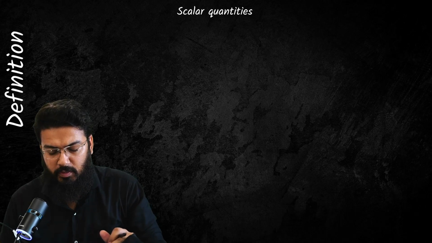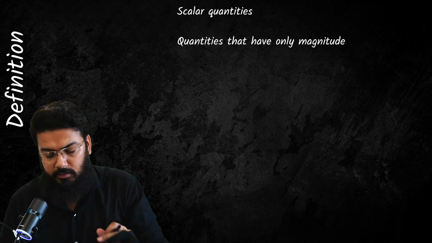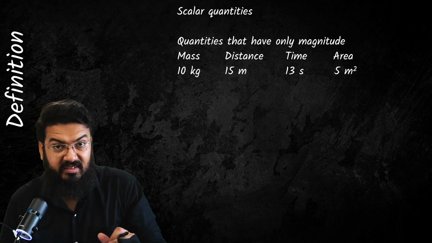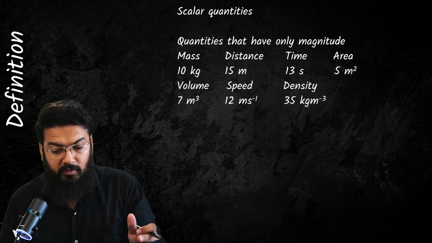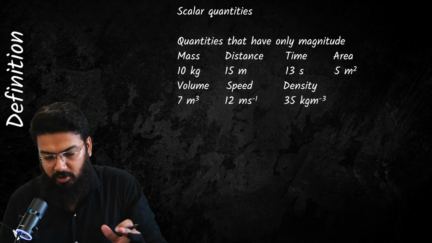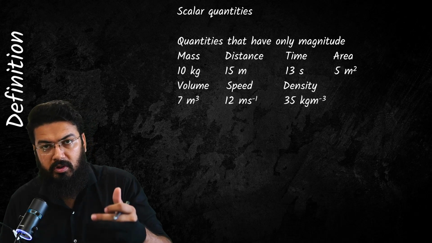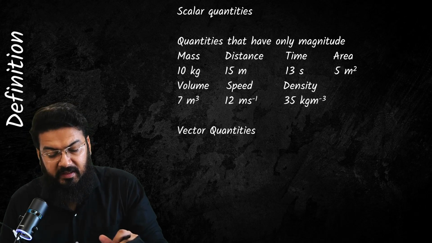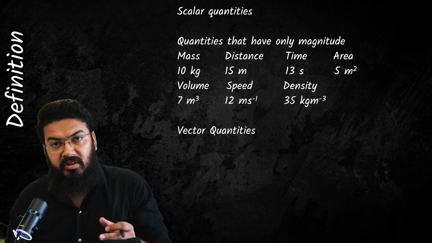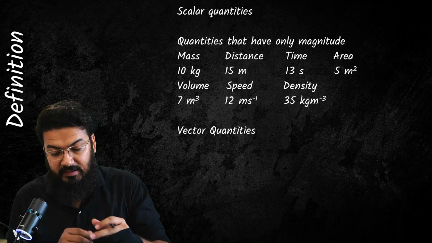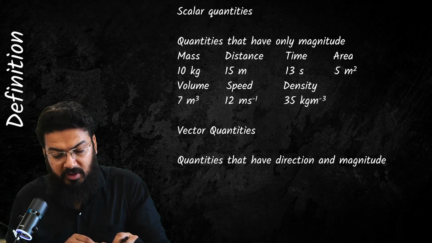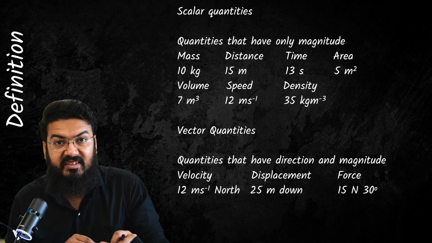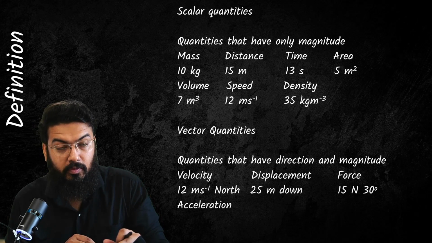Now, a scalar quantity is simply a quantity which only has magnitude. For example, mass, distance, time, area, volume, speed, density, and so on. You will eventually learn a lot more quantities which do not have any direction as well. Then you have vector quantities. Vector quantities have both magnitude and direction. For example, velocity, displacement, force, and acceleration.